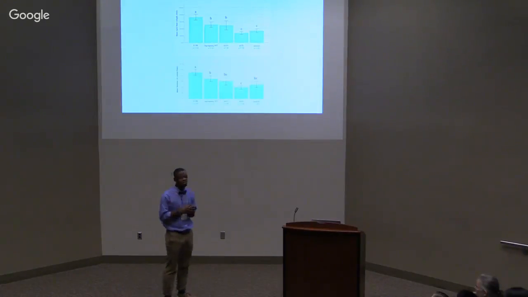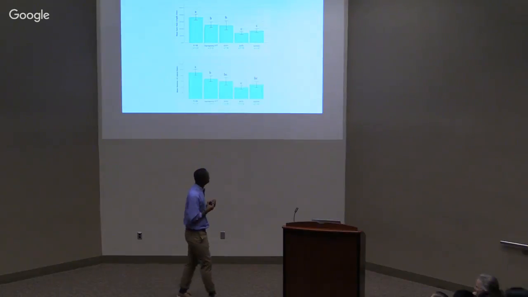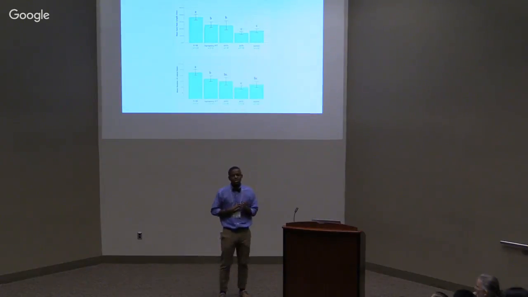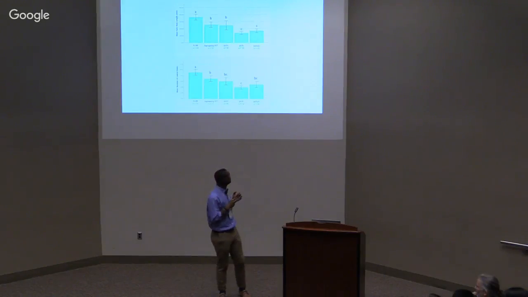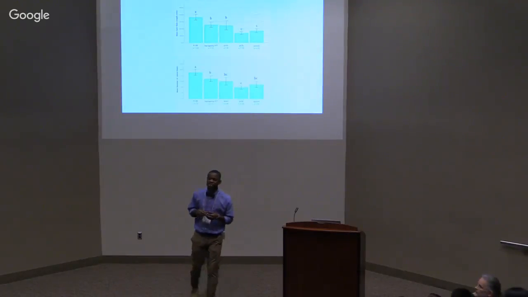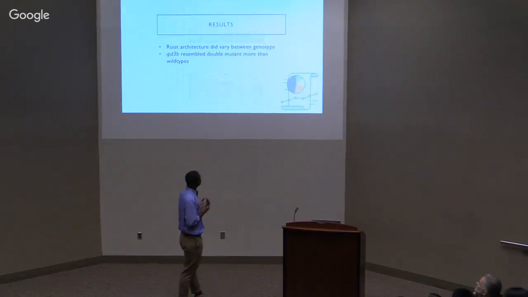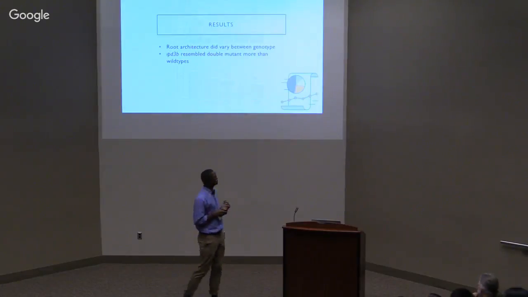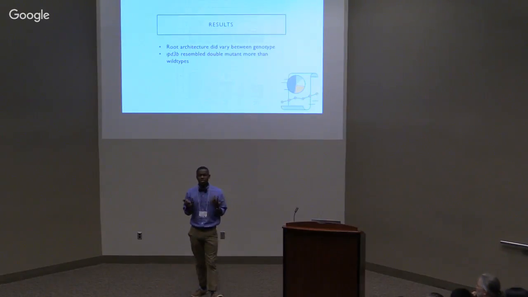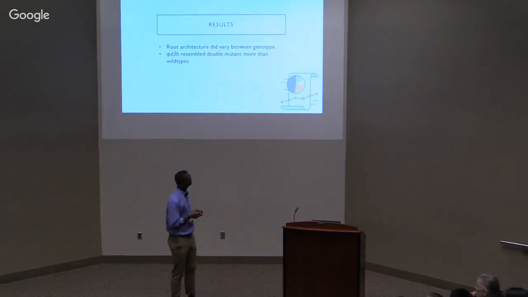But when you look at mean number of lateral roots, IPD3B was not significantly different than IPD3A, but it was still not significantly different than IPD3 double mutant. And I believe that this experiment should be repeated to confirm these results or see if this pattern reappears. So in summary, root architecture did vary between the genotypes, and IPD3B resembled the double mutant much more than it did the other genotypes.